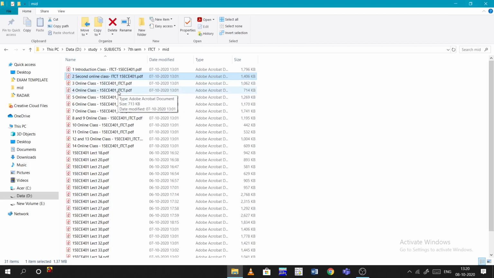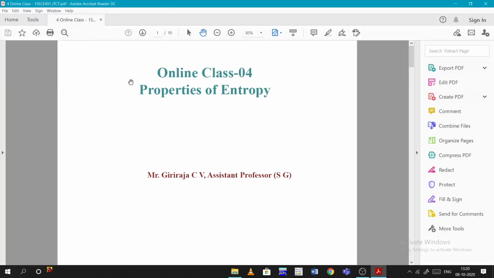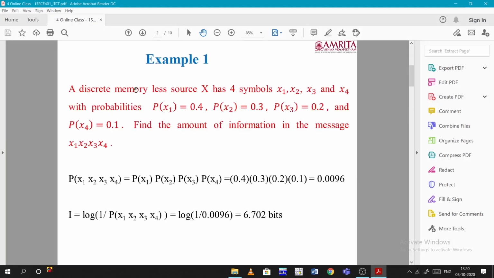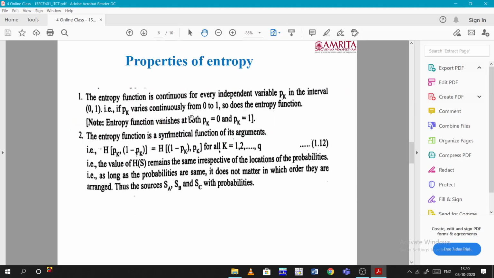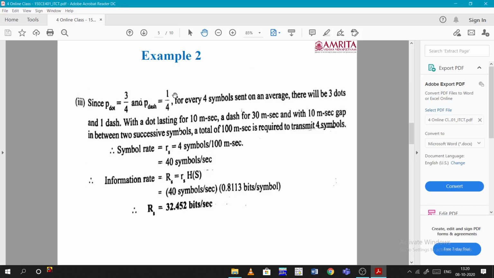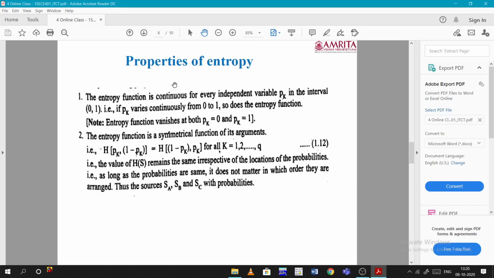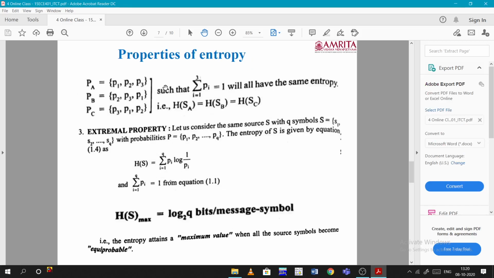Now coming to the fourth. So this is the problems, and these are some of the problems. So now, properties of entropy. So coming to the entropy part, these are some few properties mentioned.